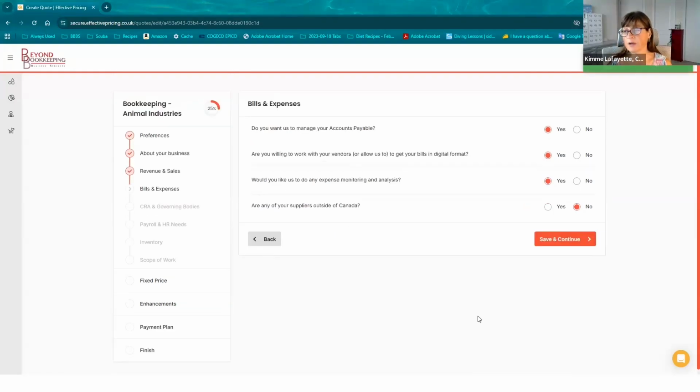And Kate, anytime you have questions as we're going through this, just jump in. So now this section, we're going to talk about your bills and expenses. So this is anything that you're paying to your suppliers, obviously. Would you want us to manage your accounts payable and look after that for you so you never have to worry about a bill going overdue and having interest fees and stuff? Or do you want to manage that yourself still?